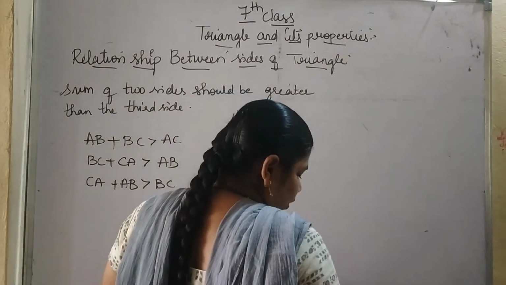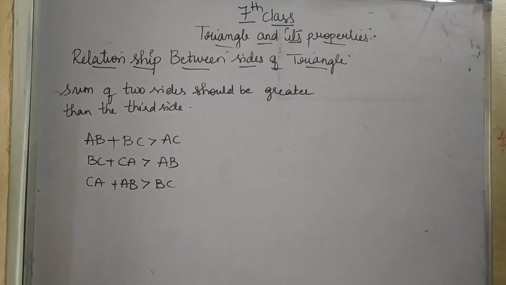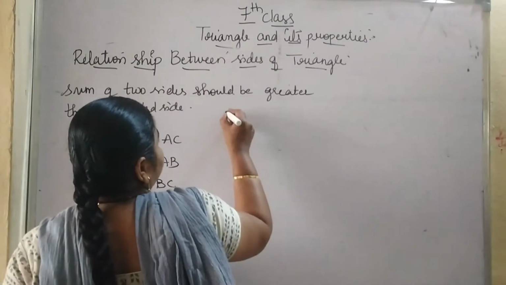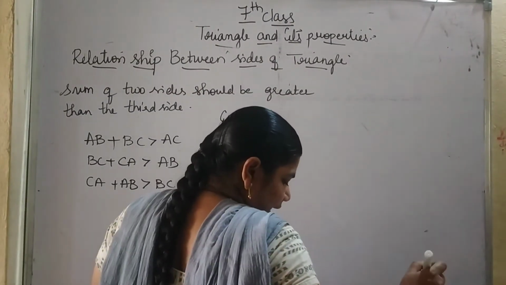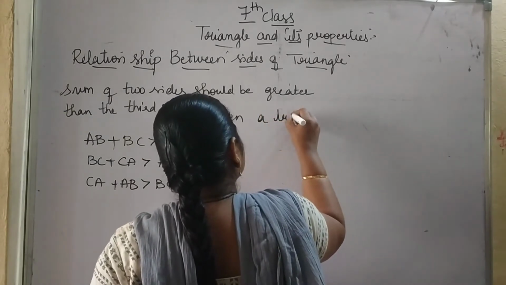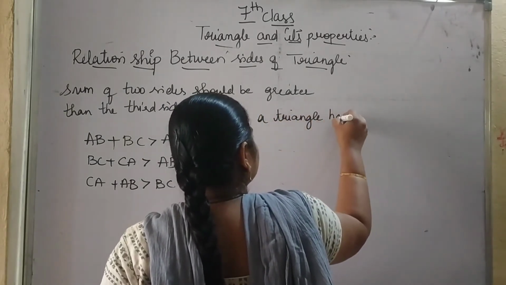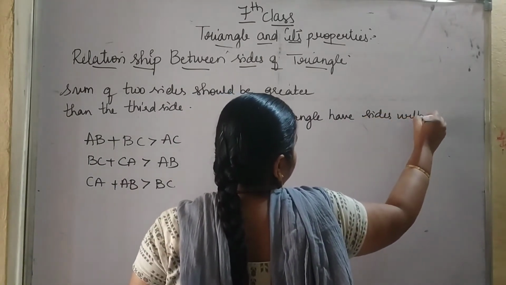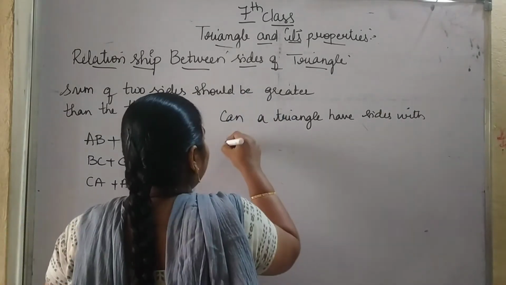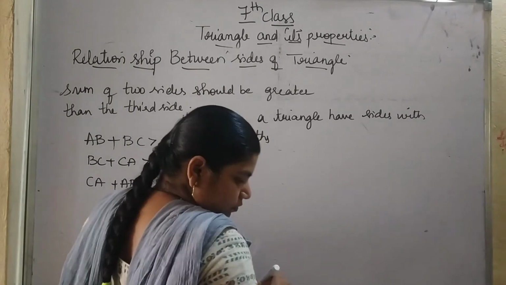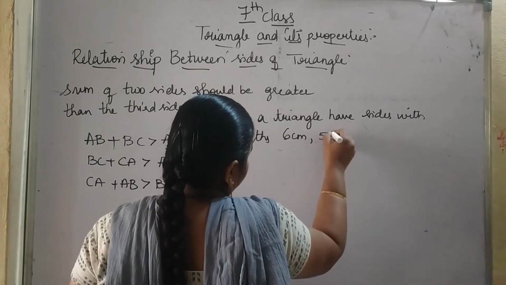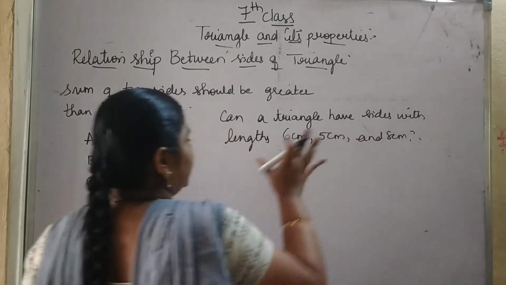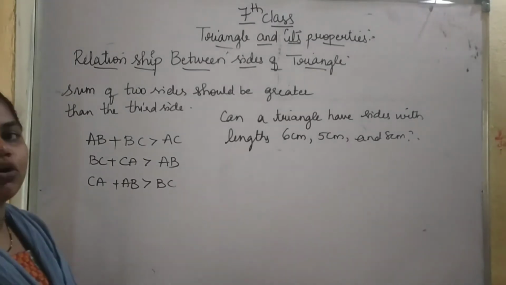So what is the first condition? Sum of two sides should be greater than the third side. So what is the question? Can a triangle have sides with lengths 6 centimeters, 5 centimeters and 8 centimeters? With these measurements, can a triangle be formed or not, we have to check.